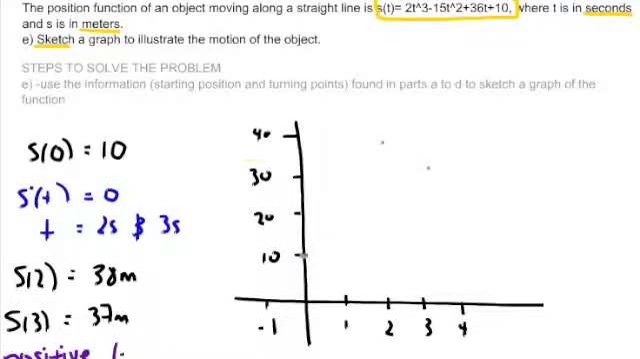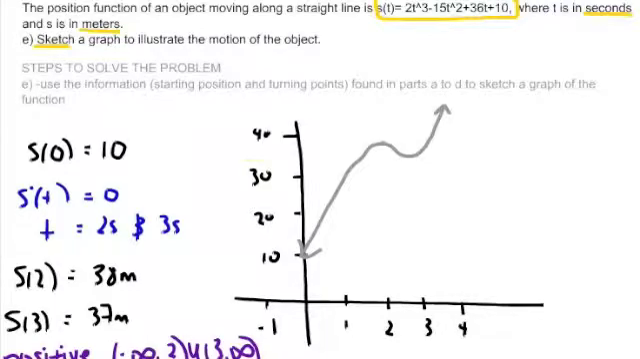In part C, we determined when the object is moving in a positive and negative direction. This comes in handy when sketching a graph because we need to make sure that all the slopes are positive, except for between 2 and 3 seconds when they are negative. Moreover, we need to make sure that at 2 and 3 seconds, the graph has an instantaneous rate of change of 0.